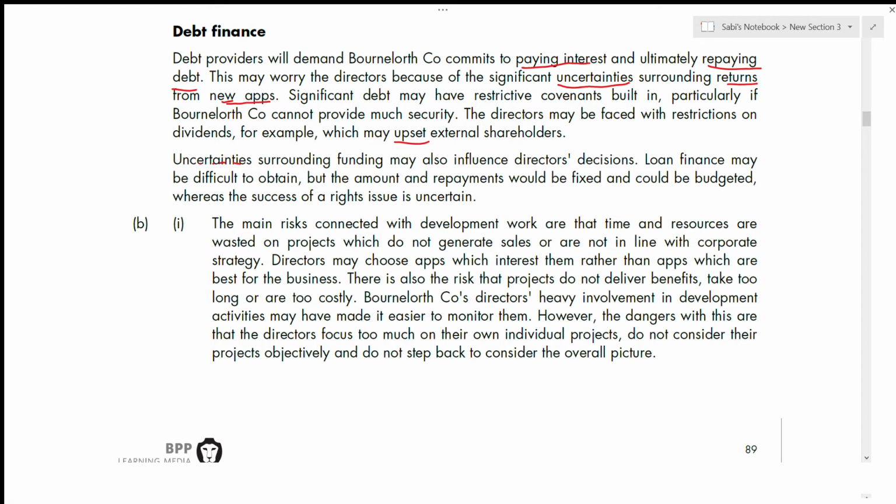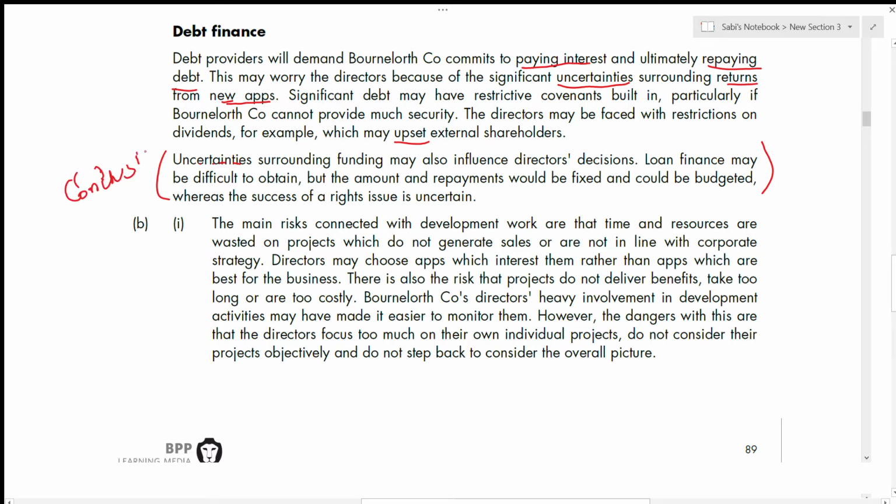So this is like your final conclusion. Your conclusion has to be the last para, just 3 lines or 2 lines, not too big. They are saying that the rights issue might be of uncertain success, and even though the loan is difficult to obtain, still the amount and the interest which you have to pay is fixed, so you can do your budgeting, right? This is your conclusion out of the three options.